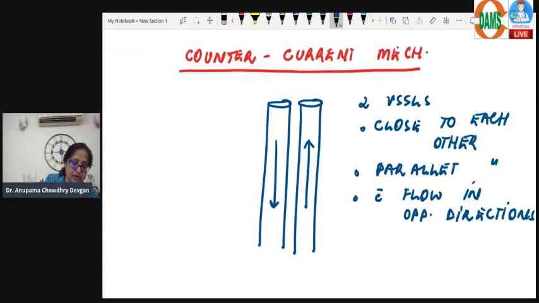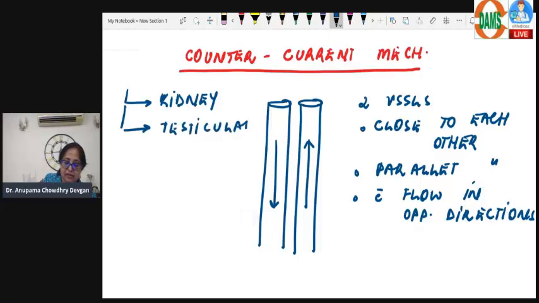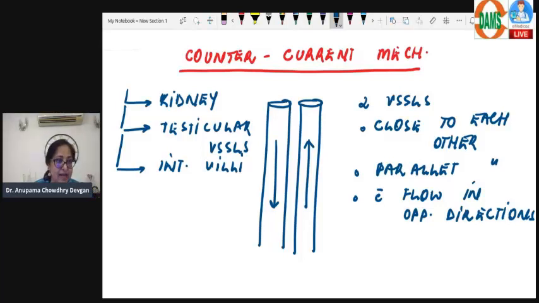Where do I see a counter current mechanism? Counter current mechanism is seen in the kidney. We will be doing that in detail. You can also see a counter current mechanism in the testicular vessels. You also see a counter current in the intestinal villi. Each intestinal villus will show you a counter current mechanism.